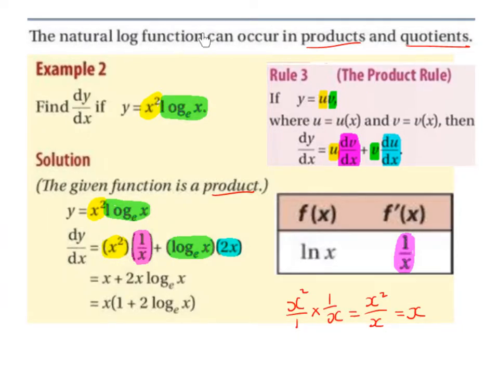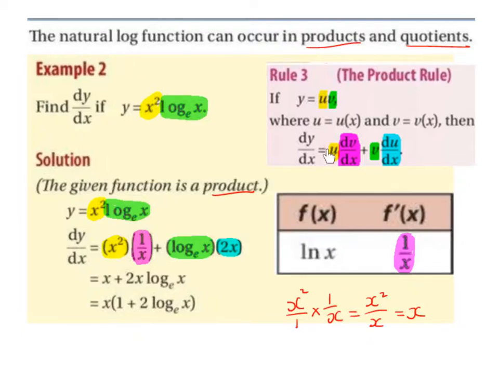So the natural log function can occur in products and quotients. Example 2: find dy/dx if y equals x squared log base e of x. Since x squared and log base e of x are stuck together, we know that this means multiply, so we use the product rule. So x squared is the u and log base e of x is the v. The product rule is u dv/dx plus v du/dx.